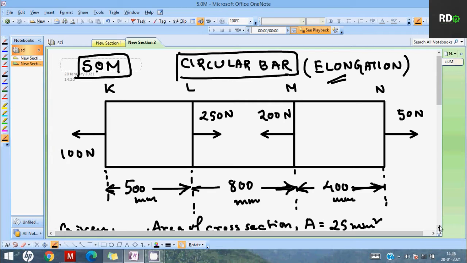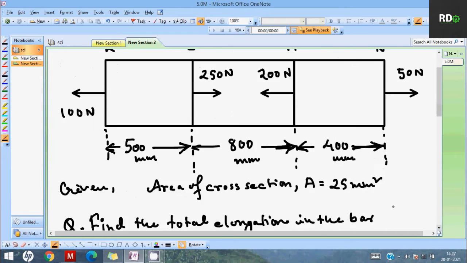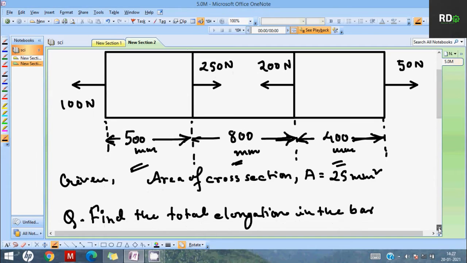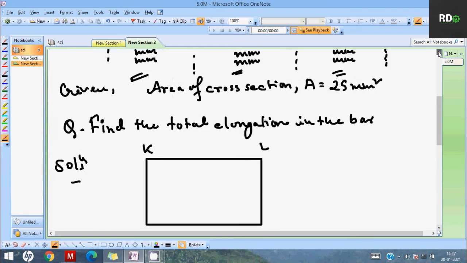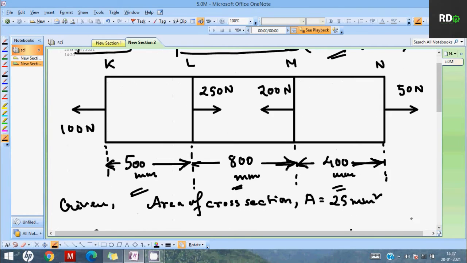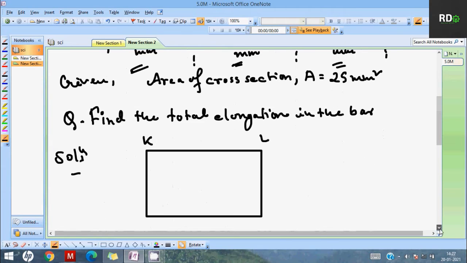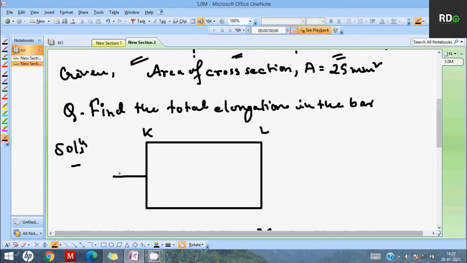As usual, you have to balance the forces in each of the segments, that is KL, LM, and MN. The area of cross section and the lengths are given: 500, 800 mm, and 400 mm. In KL, on the left hand side it is 100 Newton. So let me put it here, 100 Newton. Did you follow?